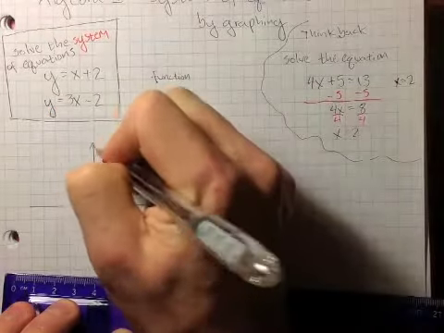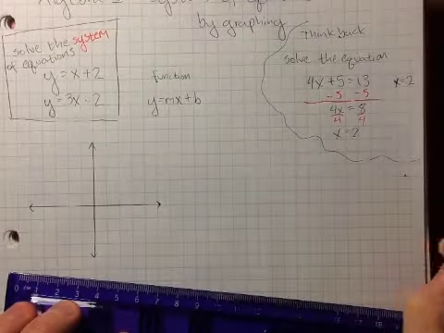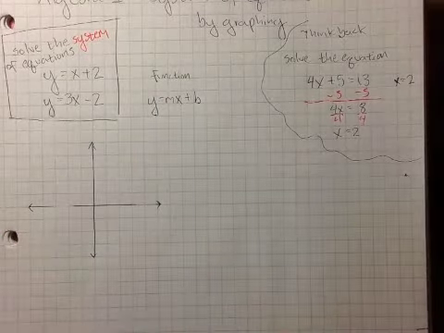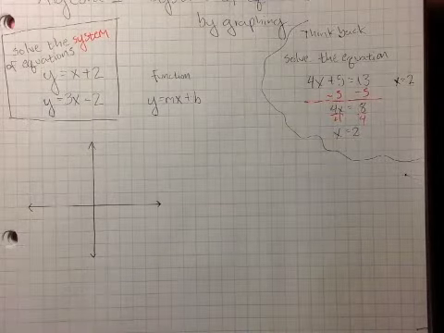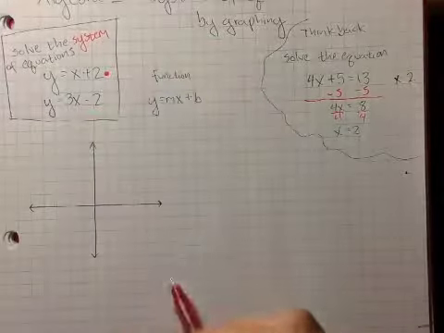So go ahead and graph them on your grid paper. You don't have to wait for me to do that because you want to be a pro at doing this. Let's see, I'm going to graph the first one in red. Graph the second one in blue.